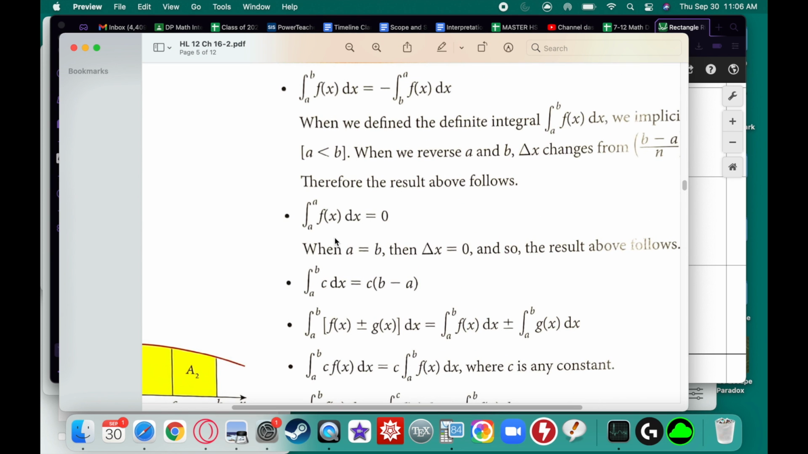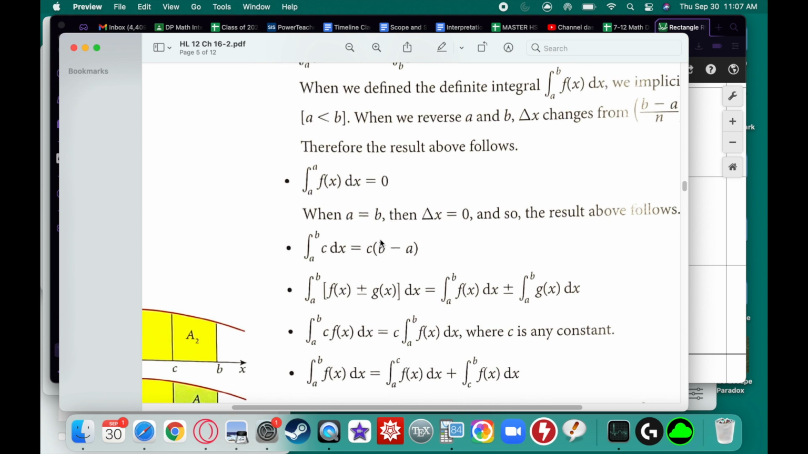Anyway, how about the integral from a to a? Well, in this case, the width of the rectangle is going to be exactly 0, because the distance from a to itself is 0. So the total area is going to be 0. There's a couple of the really basic properties here.